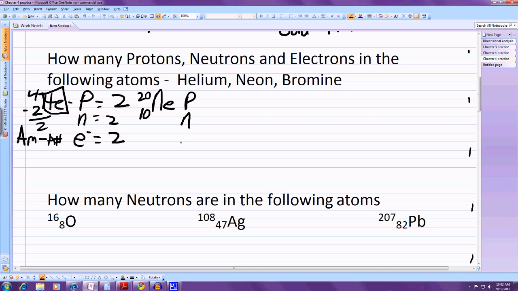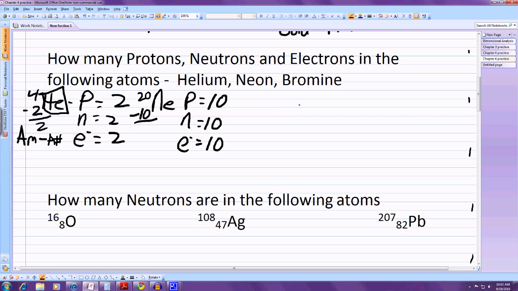So protons, neutrons, and electrons. Protons we found from the atomic number, so that's 10, and 10 also for electrons. Now neutrons, we take the 20 minus the 10, and that gives us 10 neutrons. Pretty simple, pretty straightforward, hopefully for you guys.